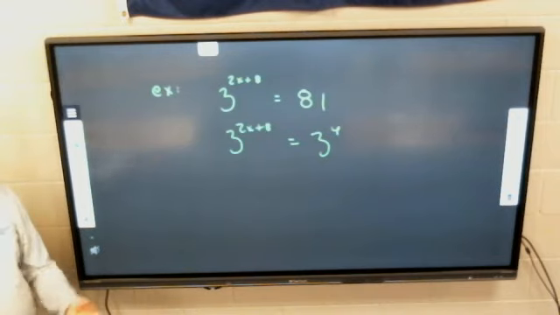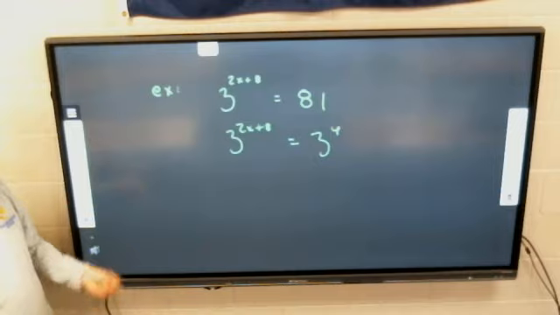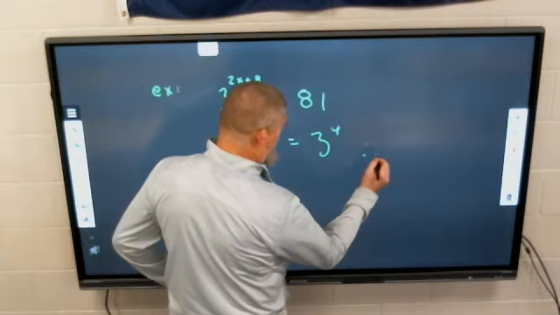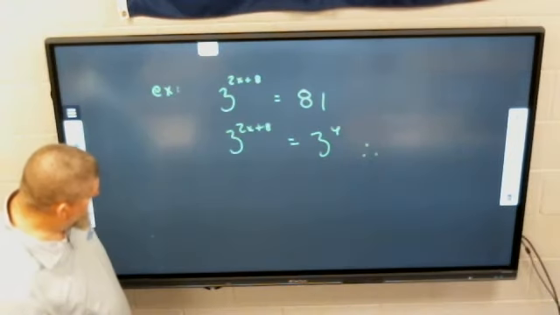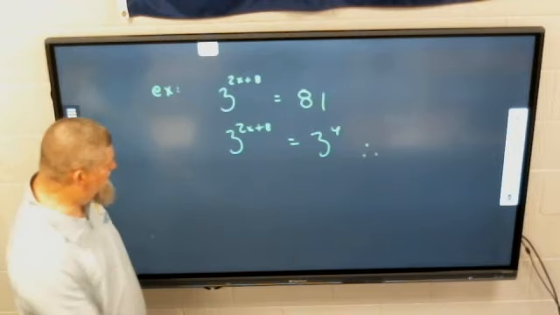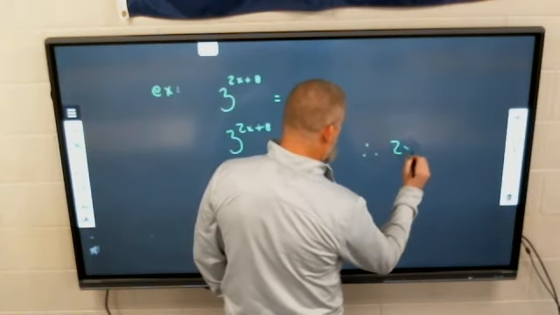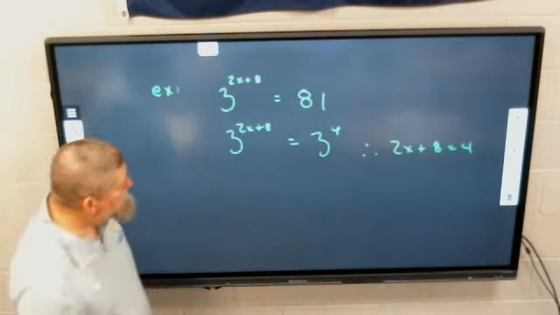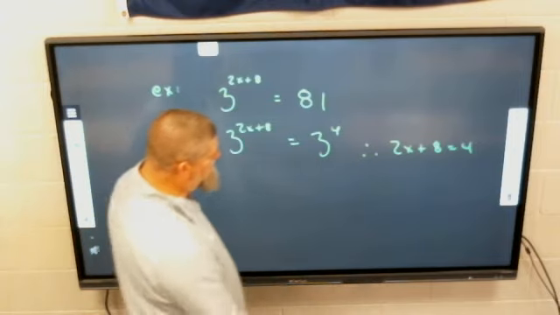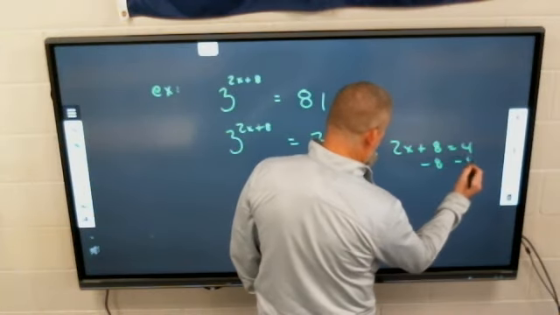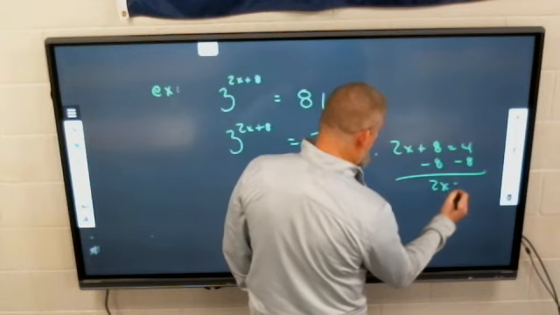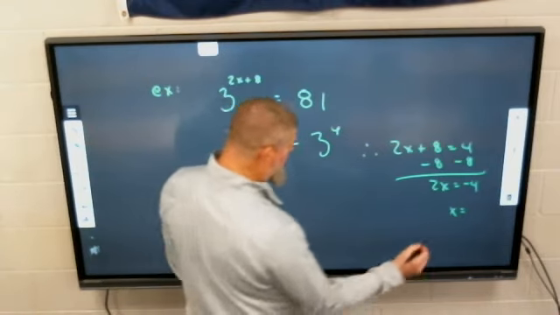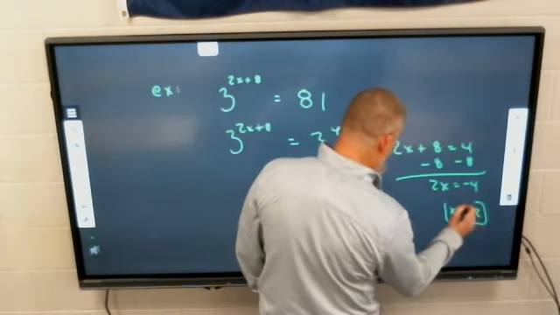And now, since the bases are now similar, they're the same, you just set your exponents equal to each other. Therefore, by the way, 3 little dots just means therefore. If 3 to the 2x plus 8 equals 3 to the 4th, therefore the exponents must be equal. 2x plus 8 must be equal to 4. And then you solve your two-step equation. Subtract 8. So x has, say it again? Negative 2. So x must be equal to negative 2. Now there's your answer.